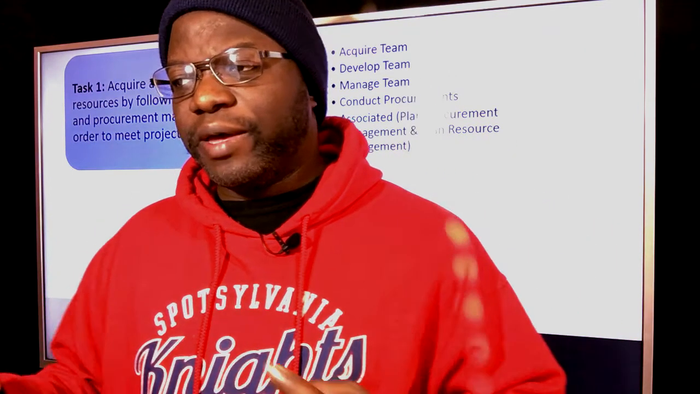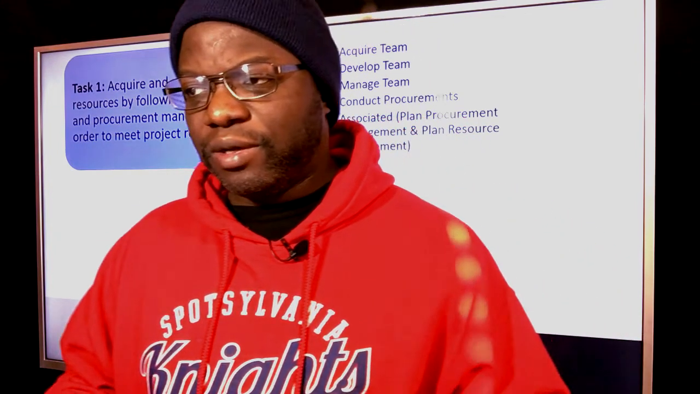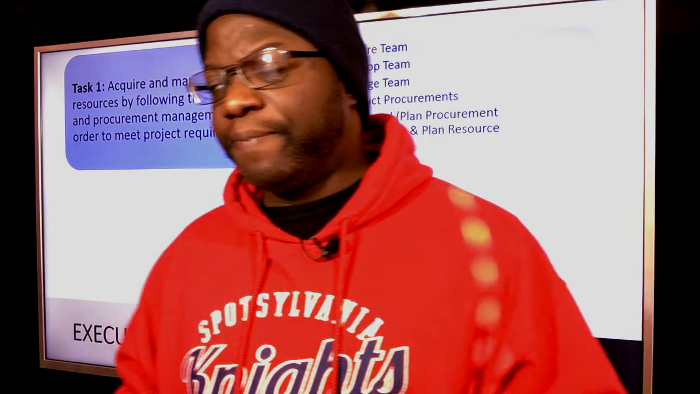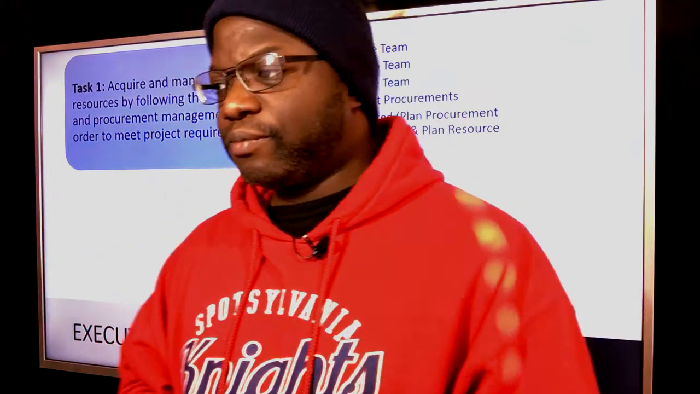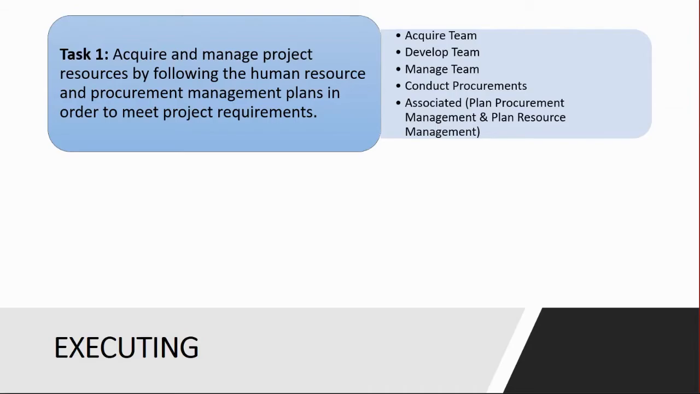You cannot acquire team members that you have not identified as being needed. I need a coder, I need a tester. Where do you identify that? It is as you're doing your resource planning, you discover what you need. And for that reason, for those studying for the 6th edition, the estimate activity resources process has been moved into the resource management knowledge area. So that's it for task 1. Let's move on to task 2.